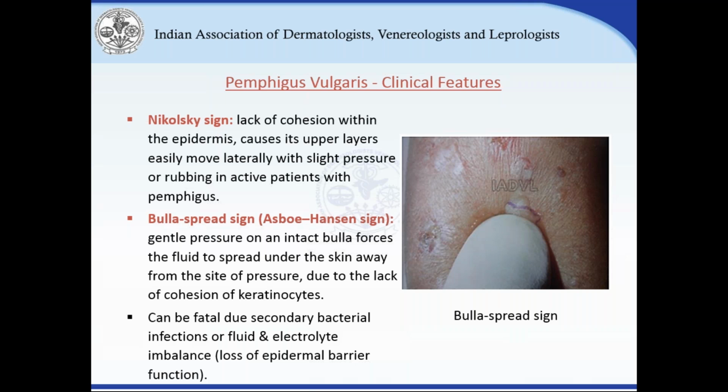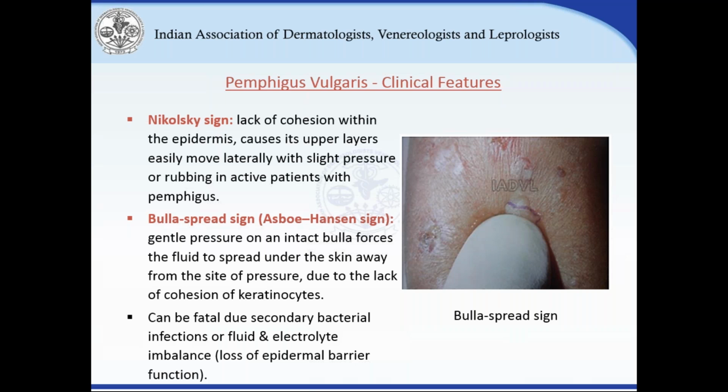Now we have clinical signs that are to be elicited in case of a blistering disorder. First is the Nikolsky sign, that is lack of cohesion within the epidermis. It causes the skin's upper layers to be easily moved laterally. How we demonstrate this is by applying tangential pressure with some object that can have a grip, such as rubber. So you do a direct Nikolsky and an indirect Nikolsky. A direct Nikolsky is just applying tangential pressure on the skin at any site over a bony prominence.